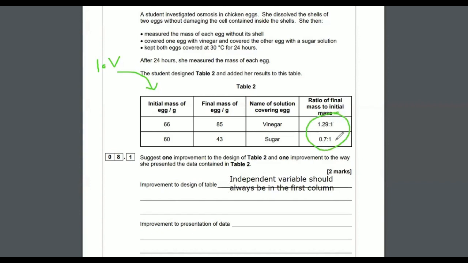Now look at how she's presented the data badly here. She said the ratio with the vinegar was 1.29 to 1, and then with the sugar 0.7 to 1. She should have said 0.70 to 1 in order to make sure that the decimal places are identical in her data. So if she's going to 2DP, you've got to do it for all your data. So yeah, that is the way she badly presented her data. She should use the same number of decimal places for all of her data in the final column there. And that would be a better way to present it. And there we go. Let's move on to the next part of the question.